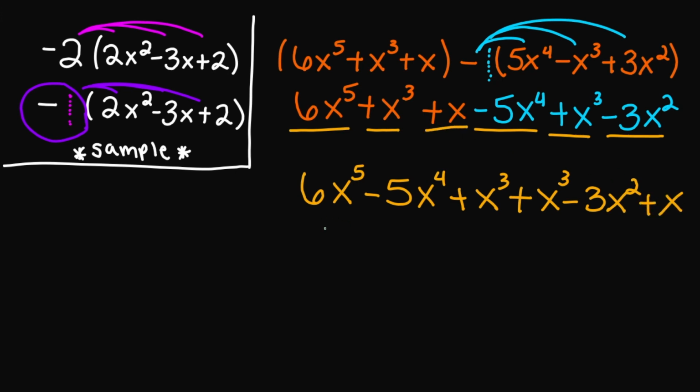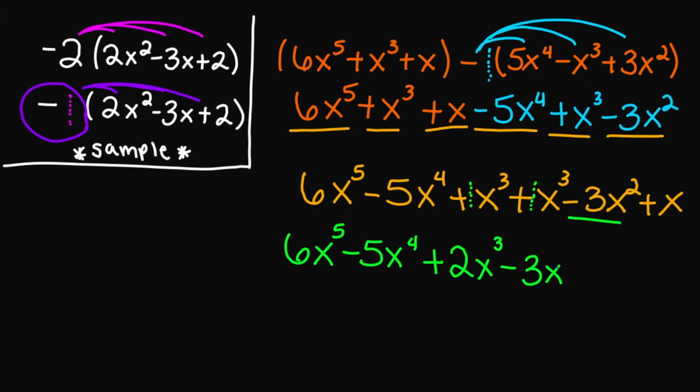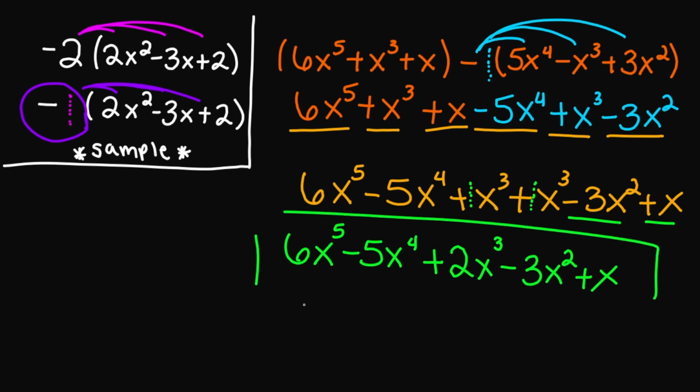Now let's go ahead and solve. So I'm going to write 6x to the 5th. I do not have any other x to the 4th, so I'm going to keep it the same, negative 5x to the 4th. Here we have 1x cubed plus another 1x cubed. This is going to give us a positive 2x cubed. And then here we have negative 3x squared. I do not have any other ones, so I'm just going to write negative 3x squared. And then we have a plus x. I'm just going to write plus x. Since I cannot simplify any further, this is the final answer.